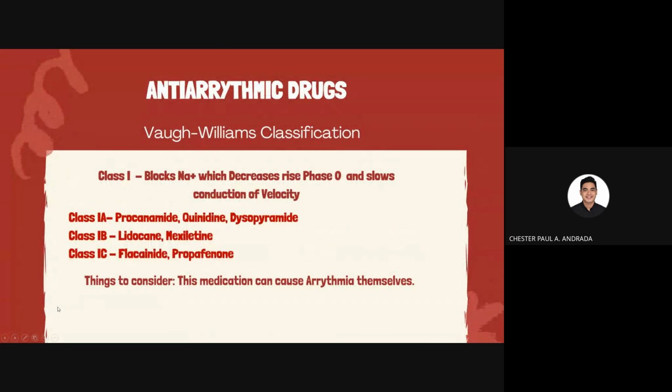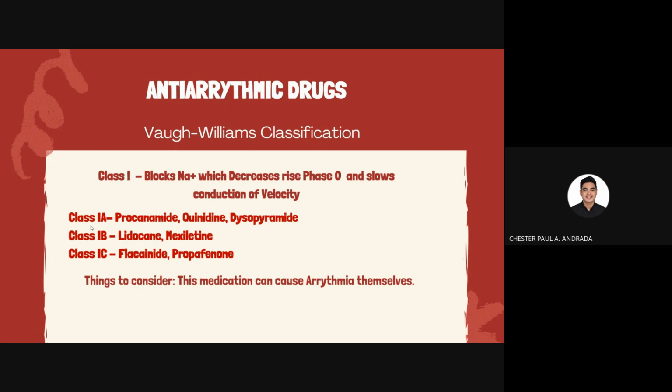So next, let's go to antiarrhythmic drugs as classified by Vaughan Williams. So we have class one antiarrhythmic drugs, which blocks the sodium, which increases the phase zero. Sa diagram po, if makita nyo na po, truly understand nyo po ito. So, it blocks the sodium, which decreases the rise in the phase zero and slows conduction velocity.